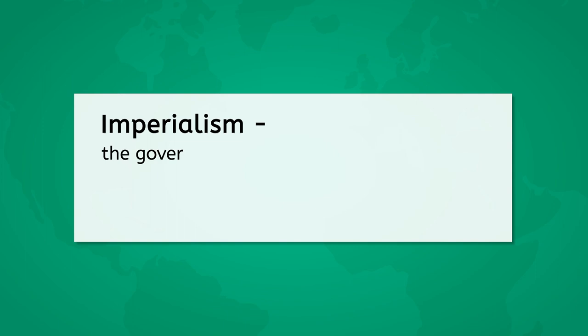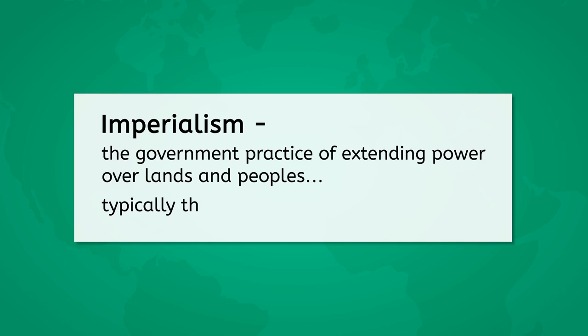Well, formal imperialism requires government support as well. A lot more of it. You already know that imperialism refers to the government practice of extending power over other lands and peoples. Power is typically extended through diplomacy or military force, but sometimes both. Between the belief in manifest destiny and the support of American businesses operating in foreign lands, you could say that the blueprint had already been made for American imperialism.